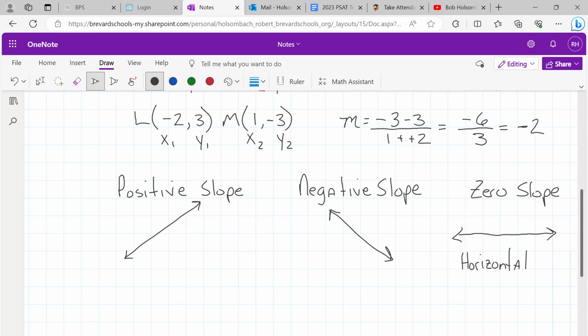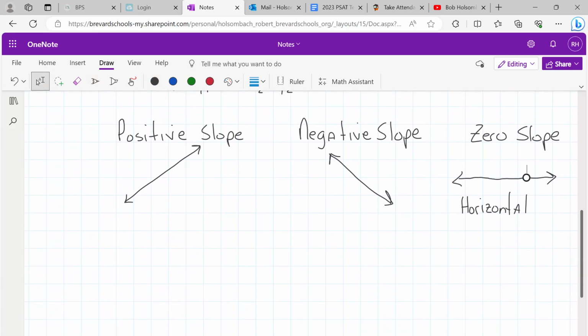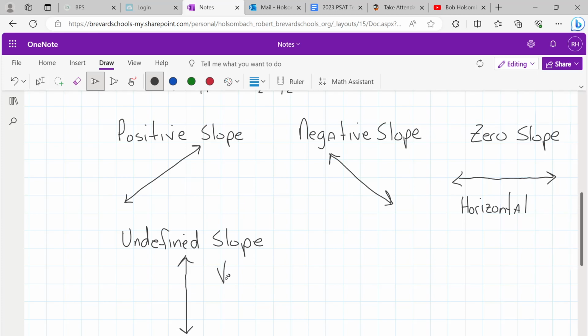All right, and then finally we've got undefined slope. And that's a vertical line. All right, positive goes up and to the right, negative goes up and to the left. Zero slope is a horizontal line, and a line with an undefined slope is a vertical line.